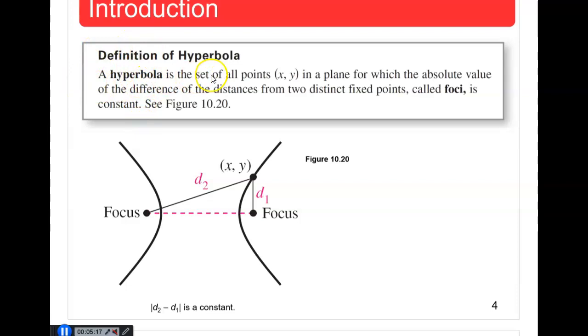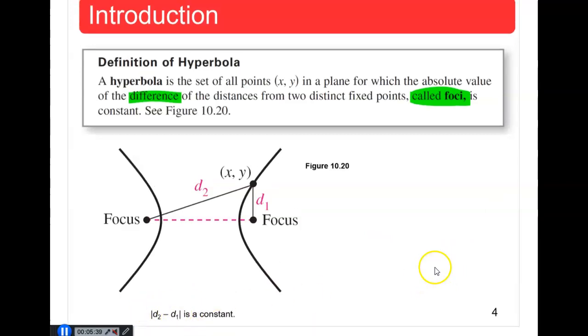So we have here the formal definition of the hyperbola. A hyperbola is the set of all points xy in the plane for which the absolute value of the difference of the distances, which is what we discussed on the previous slide, from two distinct fixed points called foci, is constant. So we already did an example of that. Here you can also see the absolute value and the difference in there.